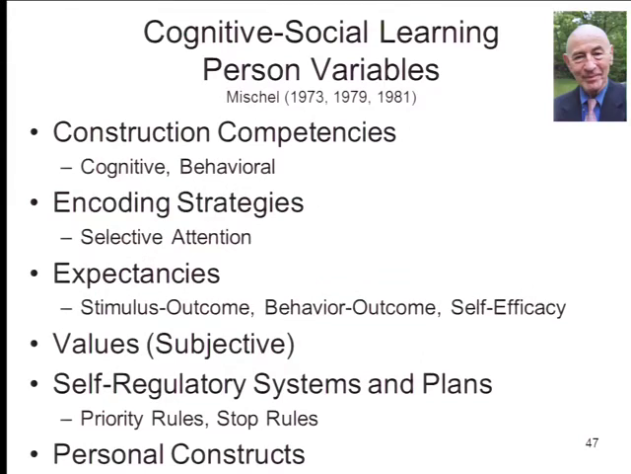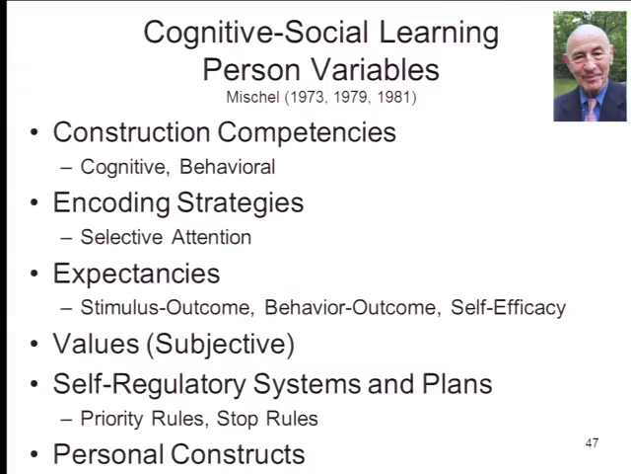So in his theoretical work, Michel has argued that instead of being characterized by some relatively small set of personality traits, there is a relatively small set of what he called cognitive social learning person variables. That is, cognitive variables that are acquired through social learning that characterize the individual's personality. First of these are what Michel called cognitive and behavioral construction competencies, which is a fancy, jargonistic way of saying what you know how to do.